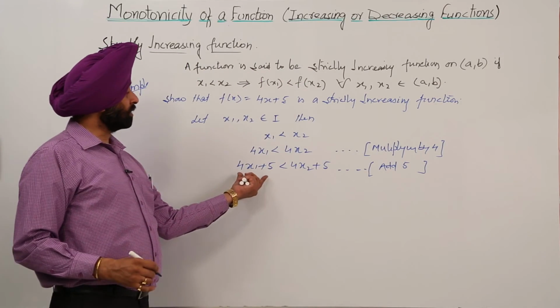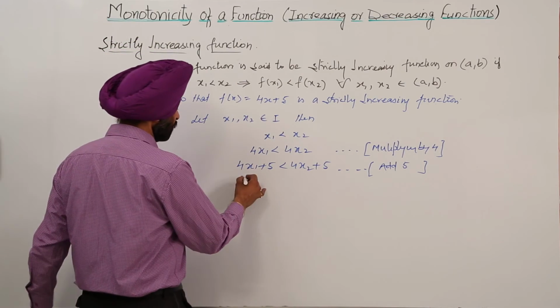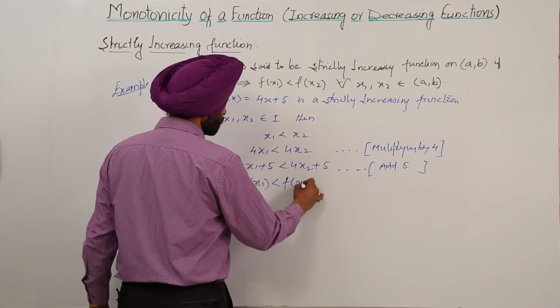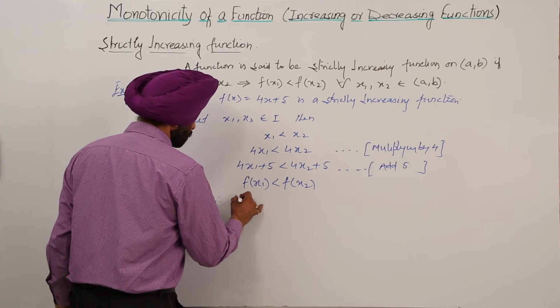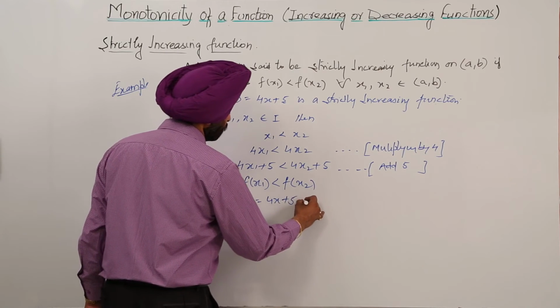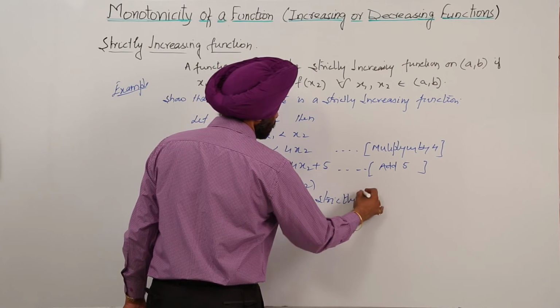Now 4x1 + 5 is what? It is the given function. So we now have f(x1) is less than f(x2). Therefore f(x) = 4x + 5 is a strictly increasing function.